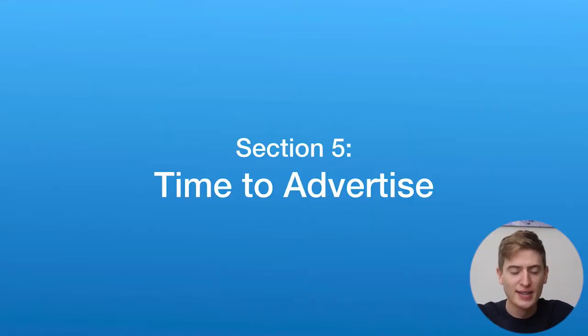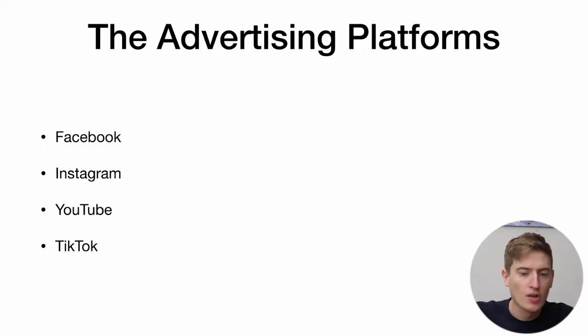Section 5. Time to advertise. This is the, well, I don't want to say the best section, because we had the best section already, and I can't keep saying each section is the best section, but this section is all about advertising, and it's going to blow you away. So the advertising platforms we are going to be using are Facebook, Instagram, YouTube, and TikTok. And advertising is probably one of the most important elements of this entire business.